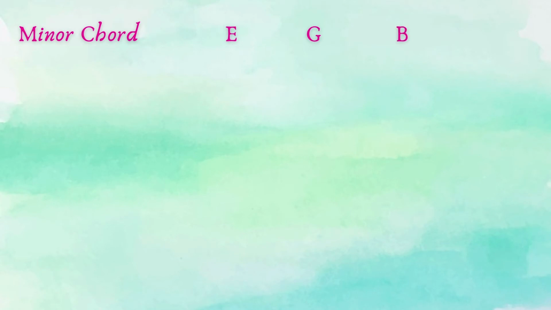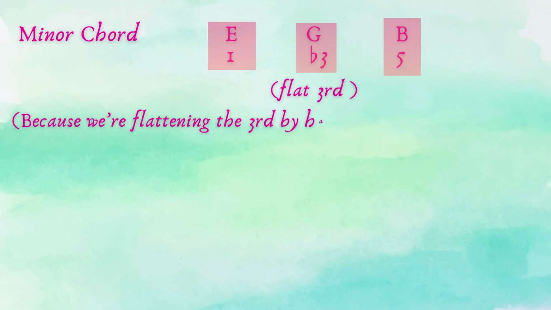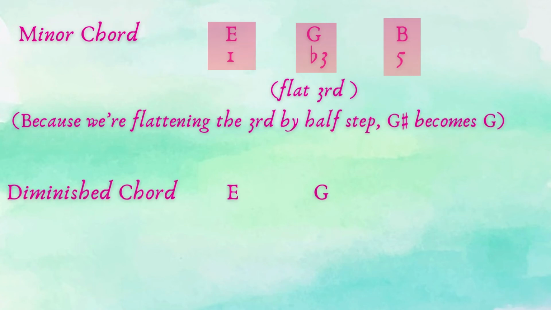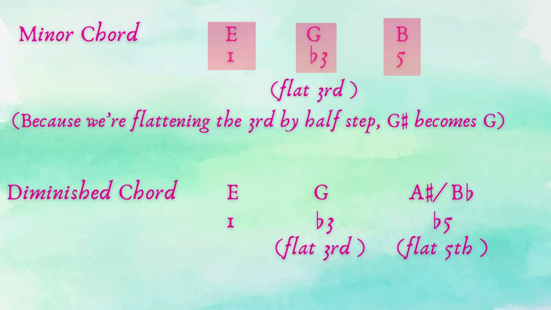A minor chord would be using the first, flat third and fifth note. So the notes would be E, G and B. Because we are flattening the third by half step, G sharp becomes G. Half step is one note, and that's why G sharp becomes G.